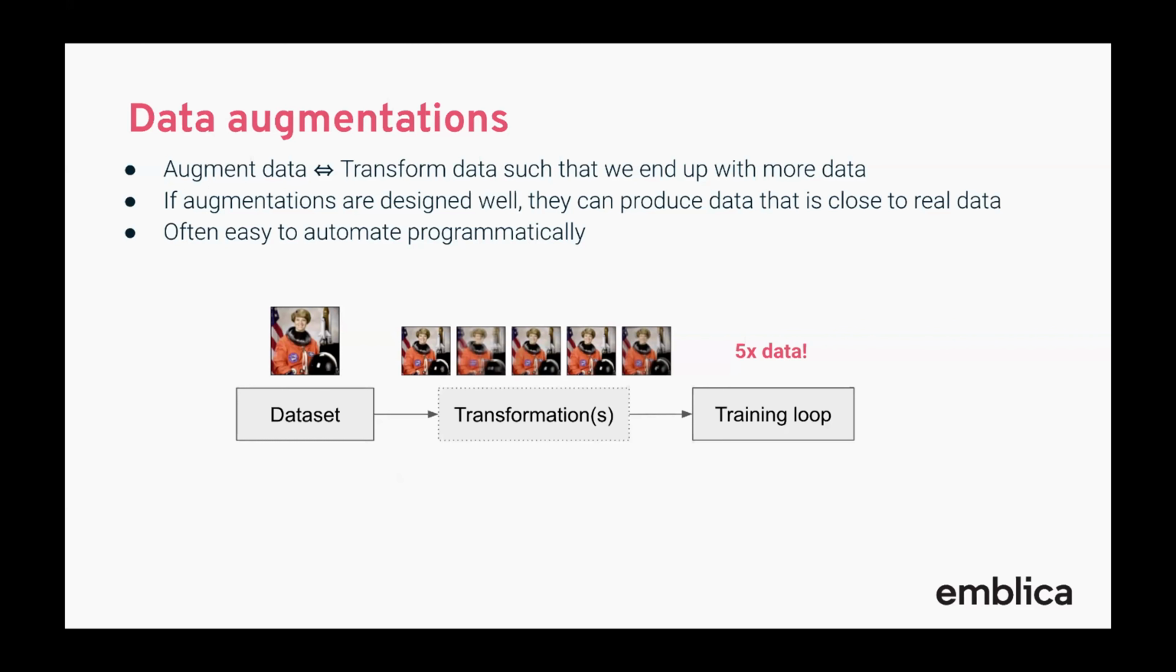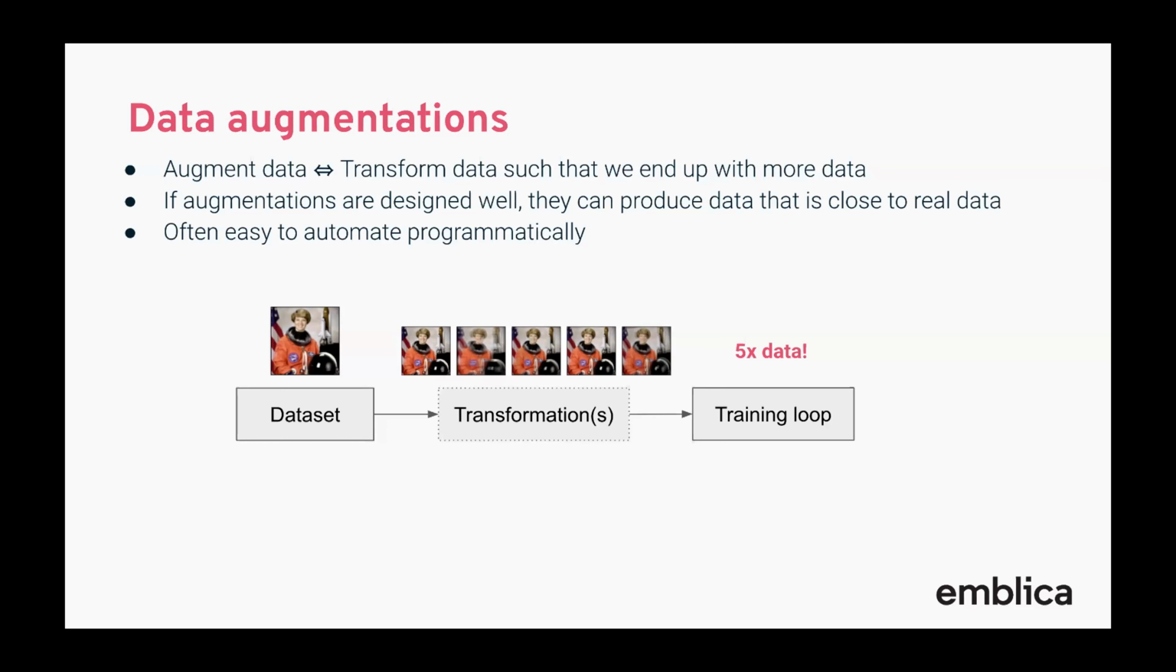We want to make this model that learns what job this person is working in. We want to teach it that this person is an astronaut. So we can use transformations to create more samples in our data set that are slightly different from the original, but they are still from the same class.